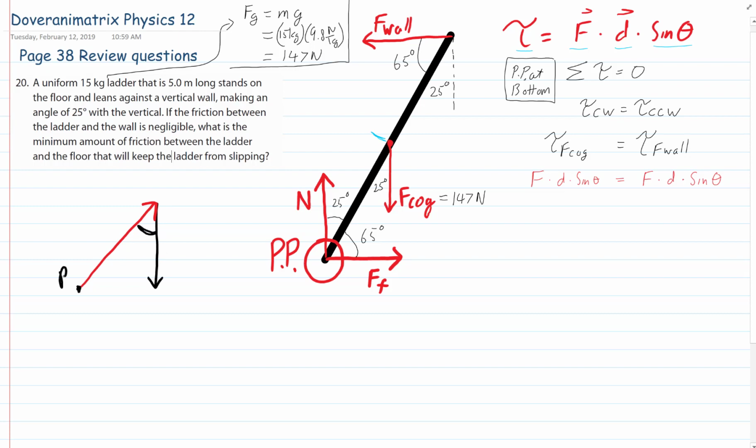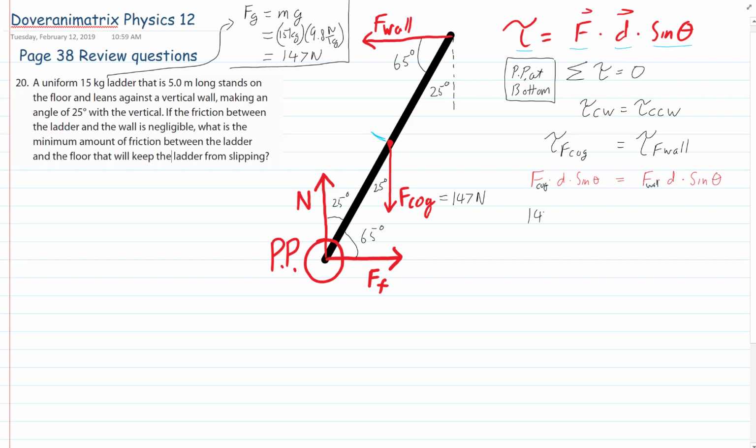There's the pivot point, and that's the radial arm, that's the force. So that's the angle that we want, and it is drawn on there to be 25. So let's fill it in. This is the COG, and this is the F wall.